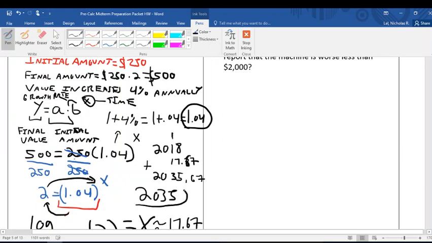Even if you're about two-thirds of the way through 2035, you still call it the year 2035. So the answer is 2035, and that is problem number 19.